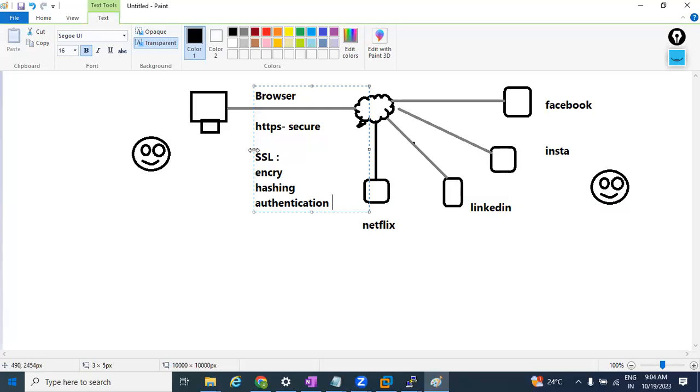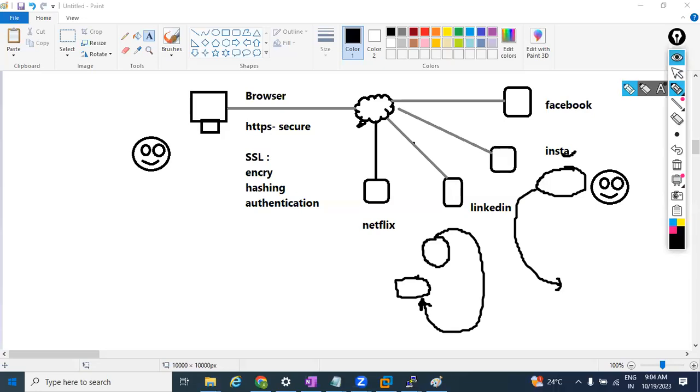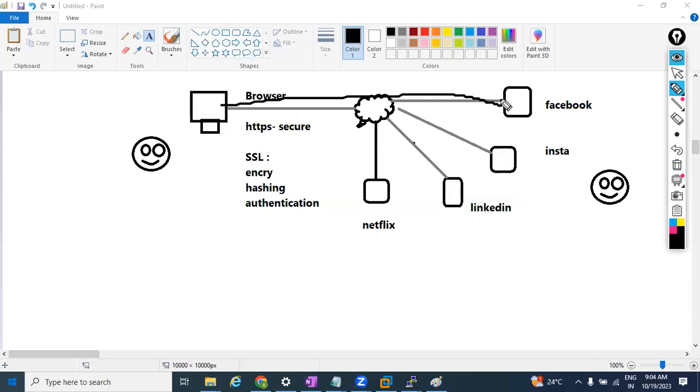So first, what did we need? Authentication. What is the meaning of authentication in this scenario? Authentication means when a client is connected with a Facebook server, the client browser wants to make sure that yes, I'm connected with the authorized server. I'm connected with the authorized Netflix, LinkedIn, Insta.